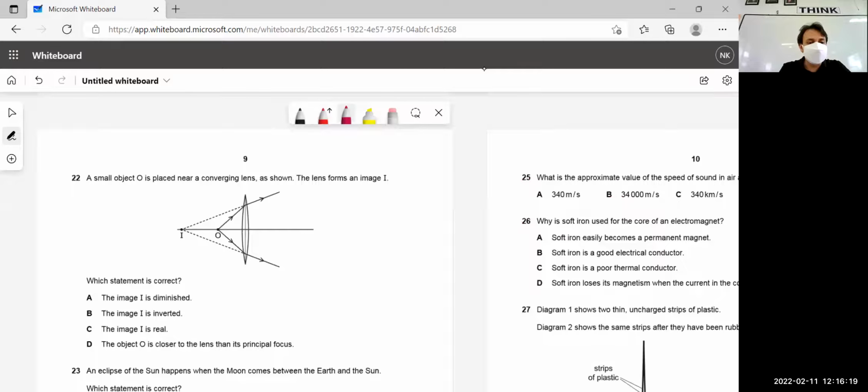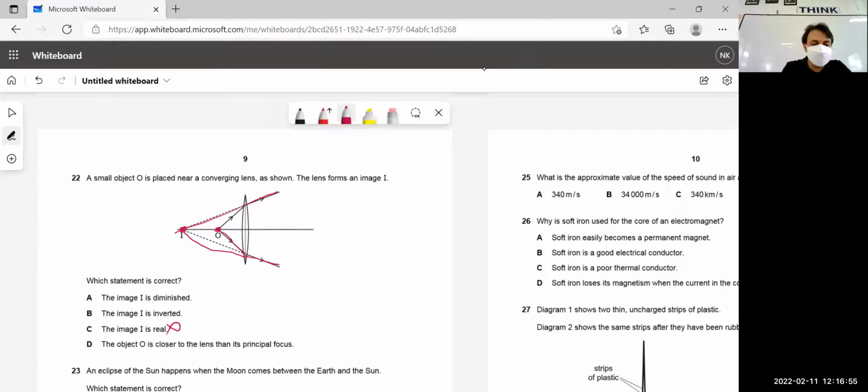Question number 22. A small object O is placed near a converging lens. The lens forms an image I. Which statement is correct, children? Read all options carefully and then we will identify. First, you can see from the object how this is diverging from the lens. But if it is produced back, then they appear to converge at this point I. So this is the virtual image. The virtual image is formed here.